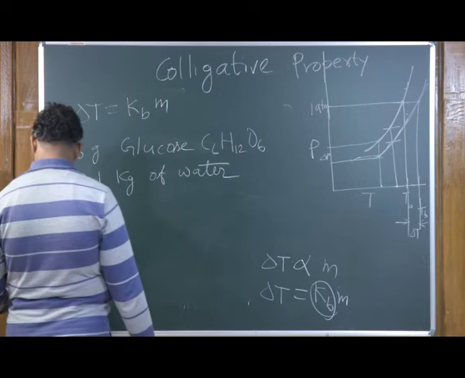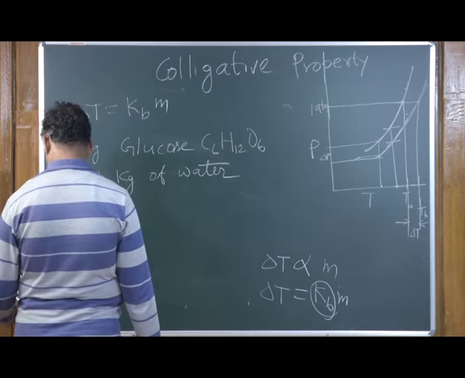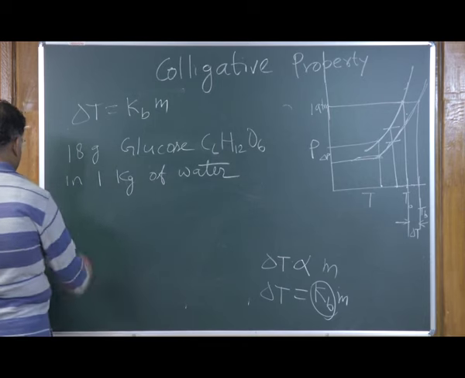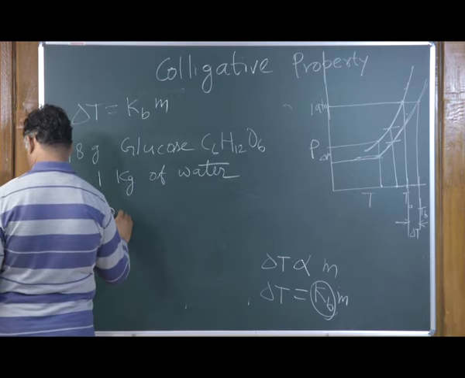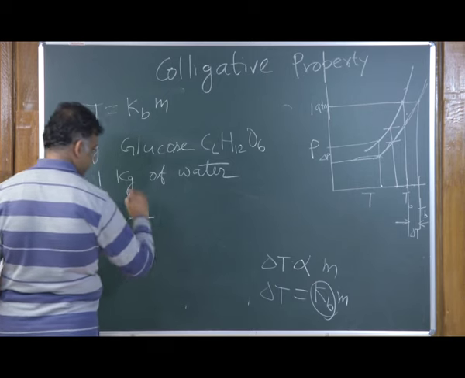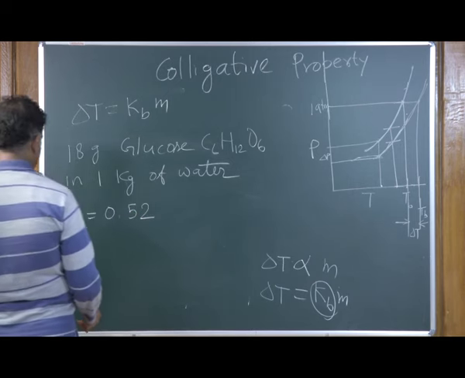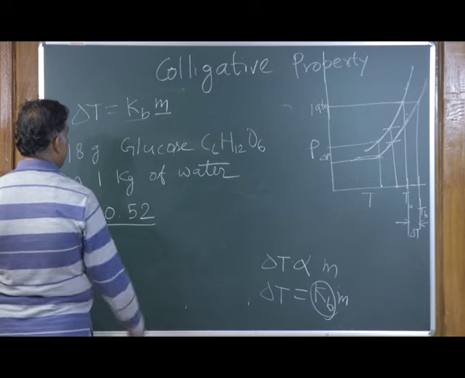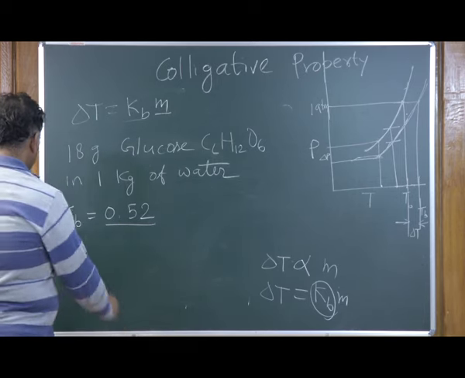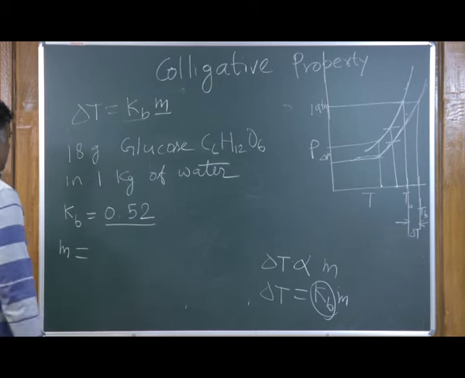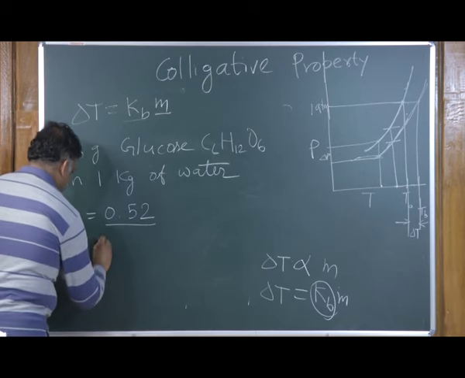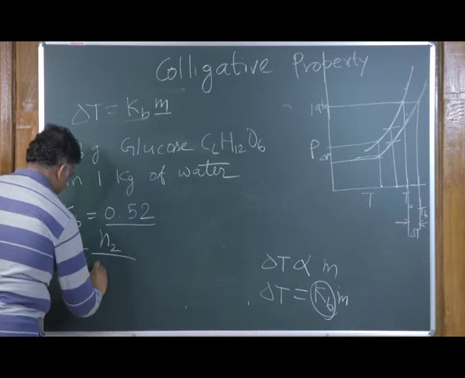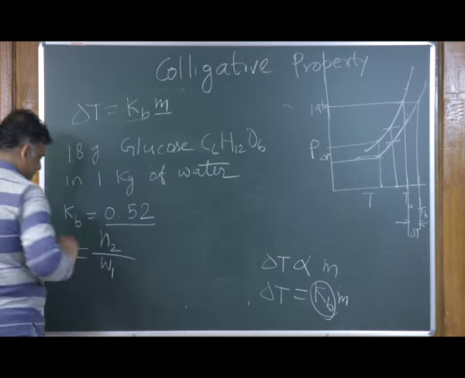At what temperature will water boil at 1.013 bar, and Kb for water is 0.52. So, when we are asked to calculate delta T, I need Kb and molality. Kb is given right here, and I need to calculate molality. What is the definition of molality? Molality is moles of solute, that is n2, divided by weight of solvent in kg.